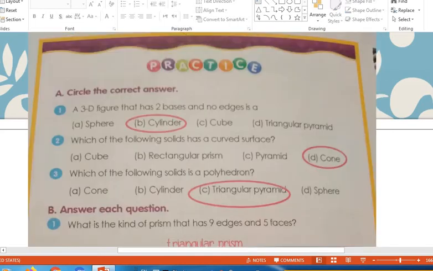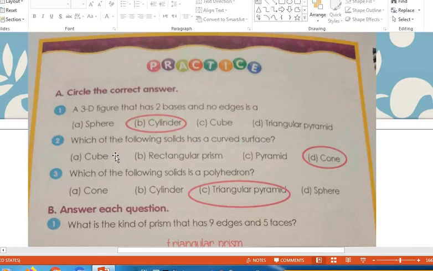Time to practice. A 3D figure that has 2 bases, no edges is what? Is it a sphere? No. Is it a cylinder? Yes. Is it a cube? No. Is it a triangular pyramid? No. So it's a cylinder. I have here the sphere, no bases.